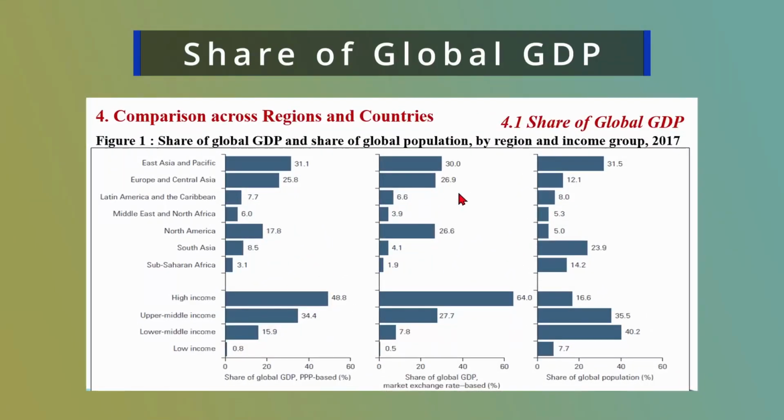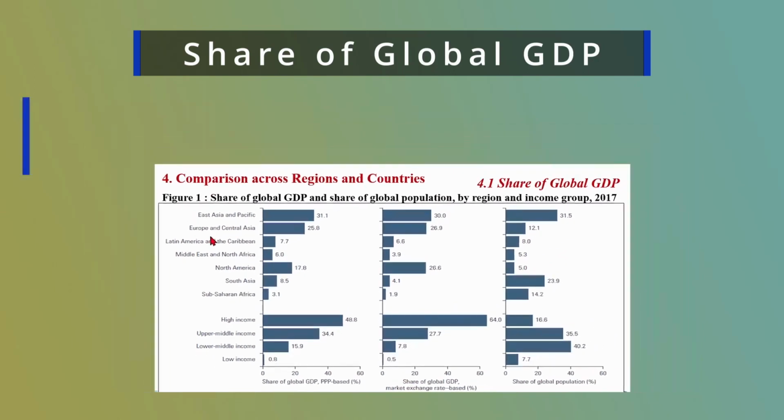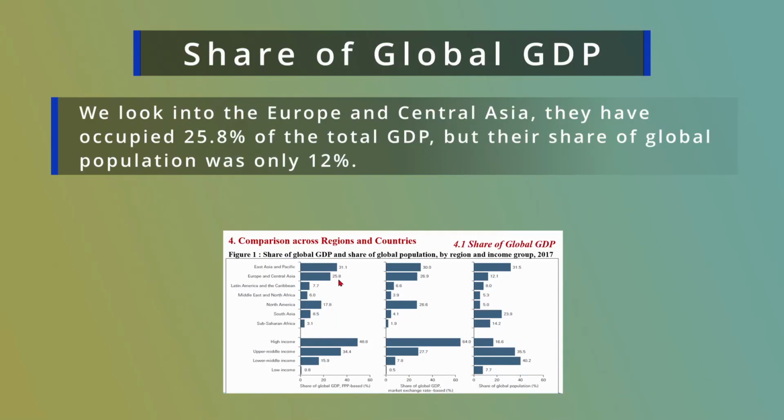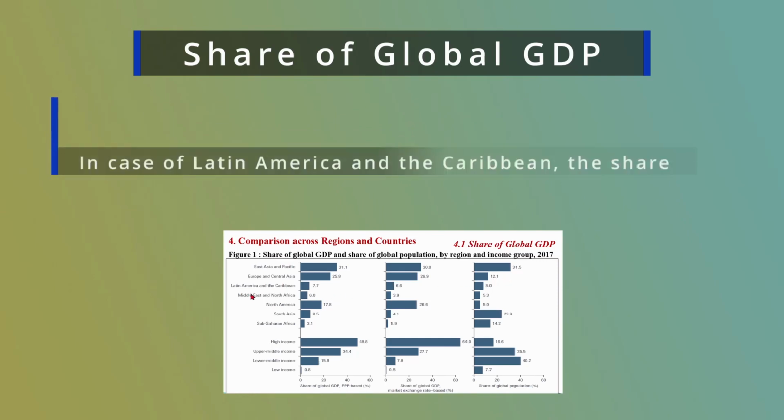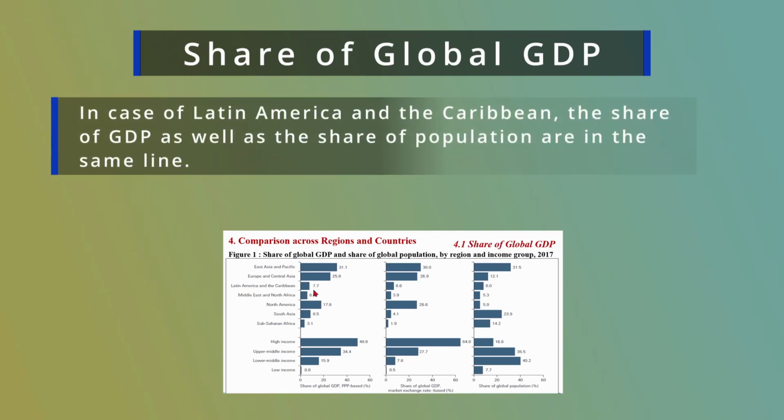A similar disparity can also be observed when we classify the countries in respect of geographical region. In East Asia and Pacific, the parity was maintained because their share of GDP was 31%, as well as the share of population at 31.5%. But when we look into Europe and Central Asia, they have occupied 25.8% of the total GDP, but their share of global population was only 12%. In the case of Latin America and the Caribbean, the share of GDP as well as the share of population are in the same line.